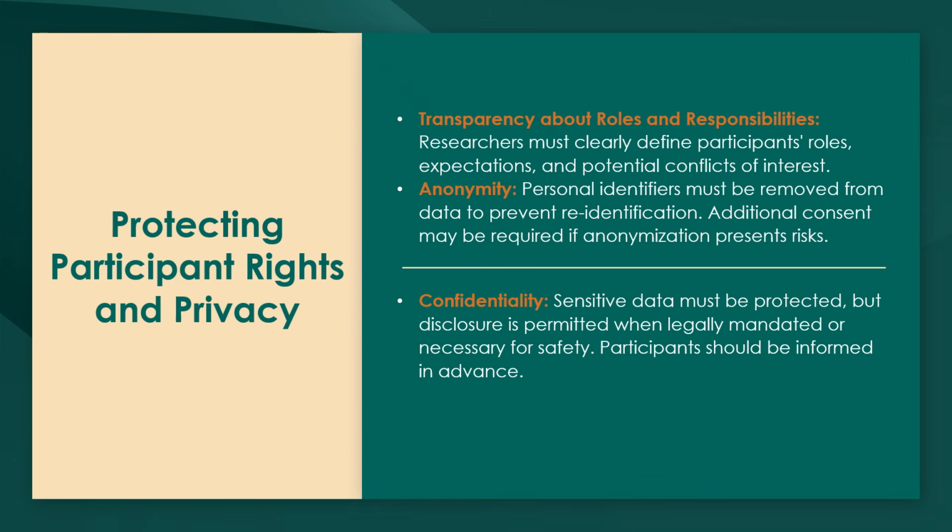So protecting participant rights and privacy is essential in ethical research. First, transparency about roles and responsibilities means participants must clearly understand their role, expectations, and any potential conflicts of interest. Second, anonymity ensures that personal identifiers are removed from data to prevent identification. Third, confidentiality means sensitive information must be protected, although it may be disclosed when legally required or necessary for safety. Participation should always be informed in advance.